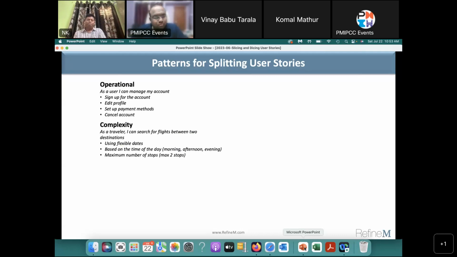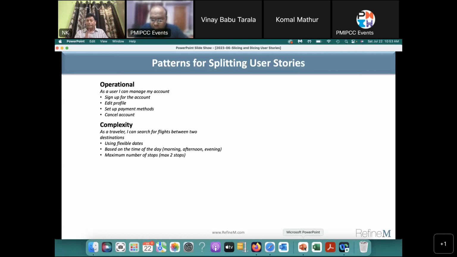Because I fly. Using flexible dates, you may say I have flexibility in date. Particularly when I travel from US to India, which I did, and right now I am in India. So flexible date: oh, if instead of Tuesday I travel on Wednesday, I get a $200 cheaper ticket. Wow. So this is one flexible date, and another is based on time of the day, morning, evening, afternoon. Usually Monday morning flights are much more costly than Monday afternoon flights. So given the complexity, you can divide that search story into those.